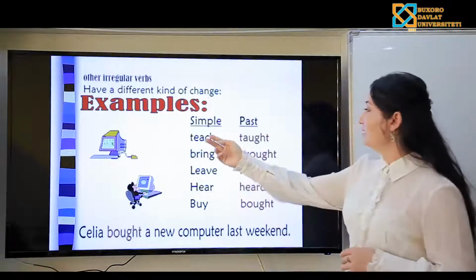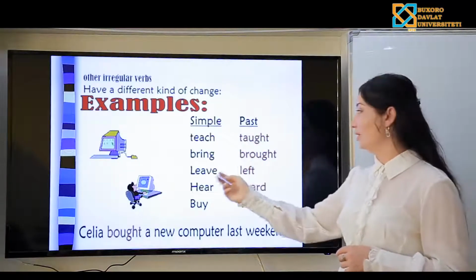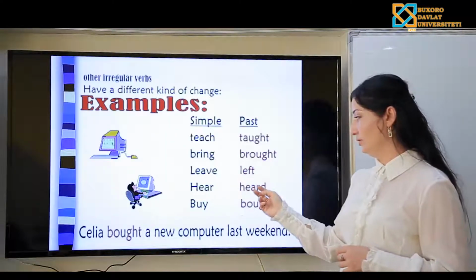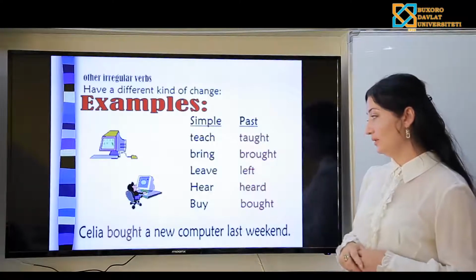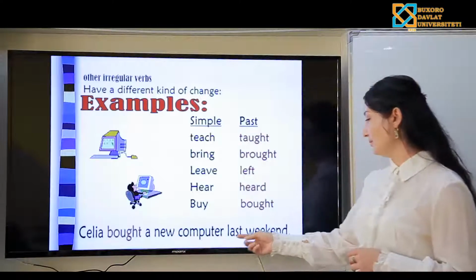Other irregular verbs have a different kind of change. Examples: teach, taught. Bring, brought. Leave, left. Hear, heard. Buy, bought. For example, Celia bought a new computer last weekend.